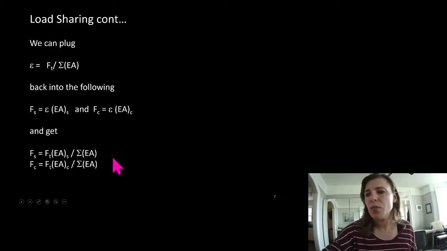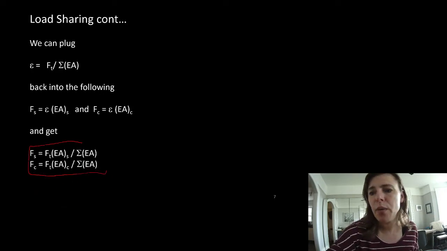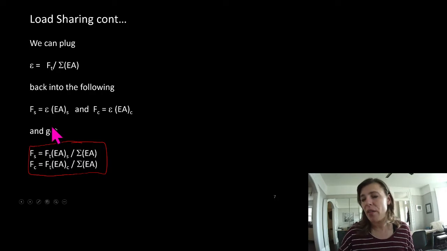So here it is right here. Here it is written out nicely for us. This is what we just looked at on the other slide. The force in the steel is the total force times the ratio of steel stiffness, which is the EA of steel divided by the total EA. And the force in the concrete is the total force times the stiffness ratio for concrete, or EA of concrete divided by the total stiffness.